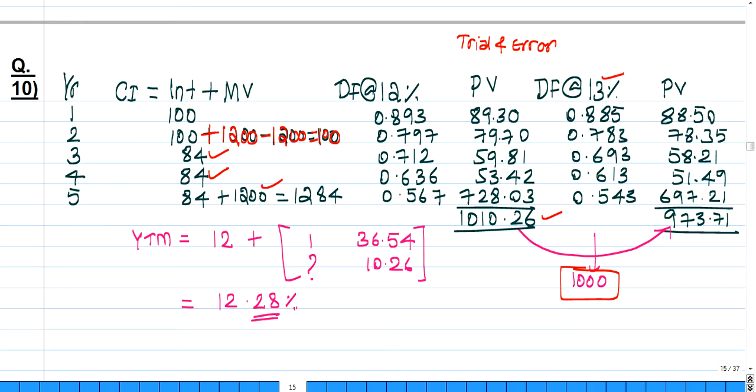973. So if you increase from 12 to 13, present value goes from 1010.26 to 973. So 12 plus, for 1% change there is a 36.54 change in present value. We need only 10. We have to reduce from 1010.26 to 1000. So how much for 10.26? You will get the answer 12.28%.